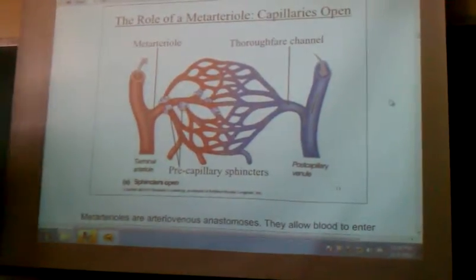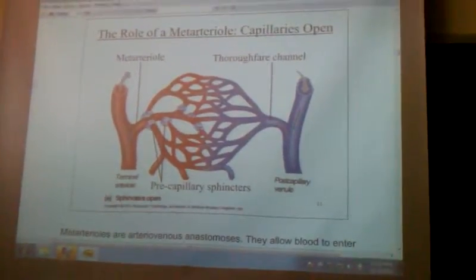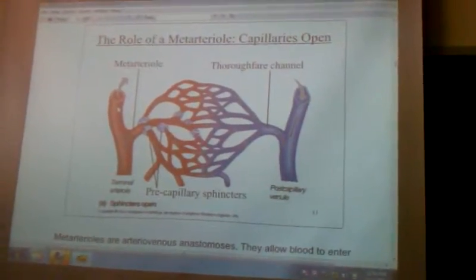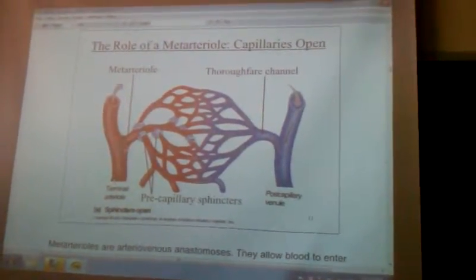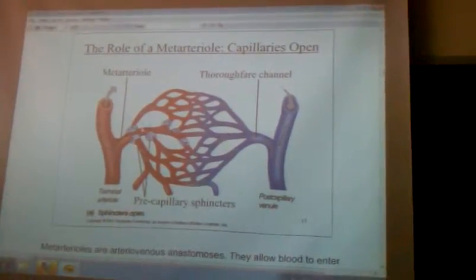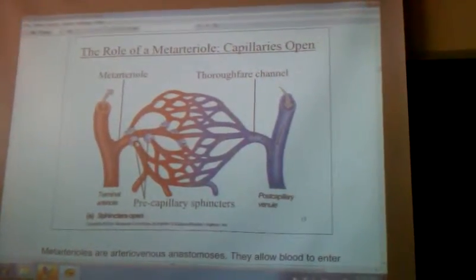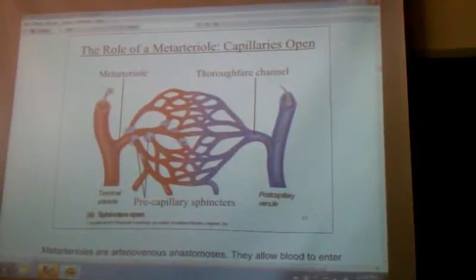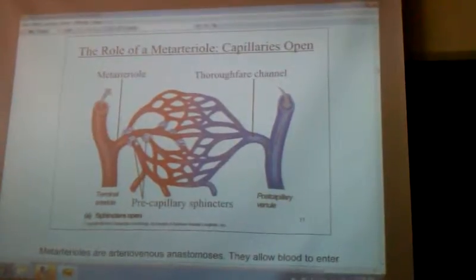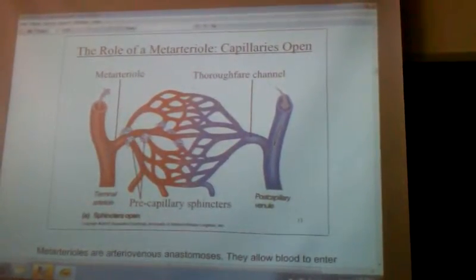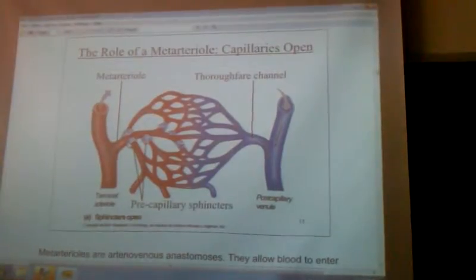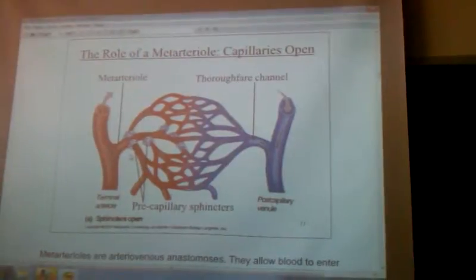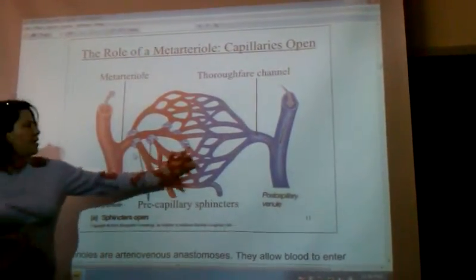Now these sphincter muscles are important because they will actually control blood. Remember, our muscular arteries control blood pressure, and our arterioles control blood flow. These sphincters that you see here used to be in the tunica media of the arteriole, but when that arteriole branches into capillaries, it loses its tunica media, and the smooth muscle actually is on the outside of the capillary, beginning of the capillary bed. And these can actually constrict and stop blood from flowing into the capillary bed.